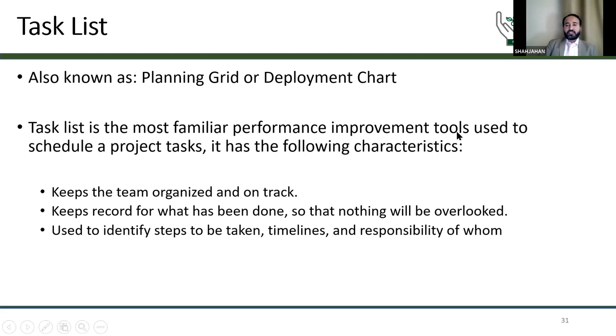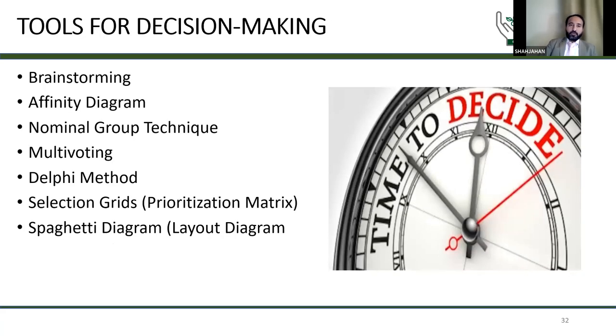The task list is the most familiar performance improvement tool used to schedule project tasks. It has the following characteristics: it keeps the team organized and on track, keeps a record of what has been done so that nothing will be overlooked, and is used to identify steps to be taken, timelines, and responsibility of whom. Now we will discuss the tools for decision making, how we make decisions. For decisions, we use brainstorming, affinity diagram, nominal group technique, multi-voting, Delphi method, selection gate, and spaghetti diagram. Now we will discuss them one by one.